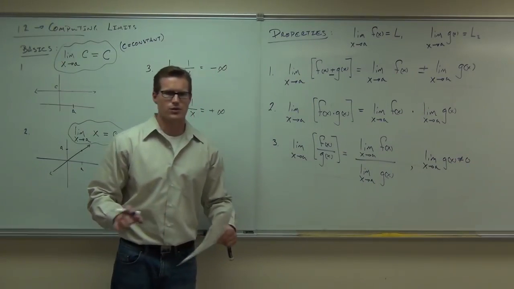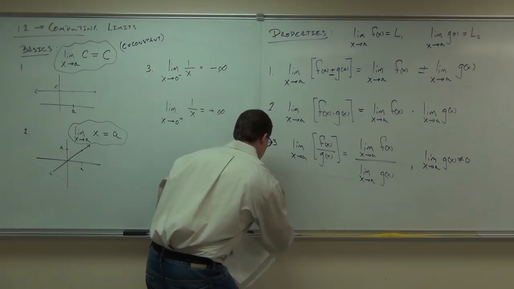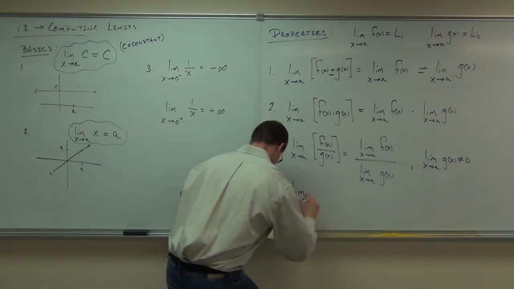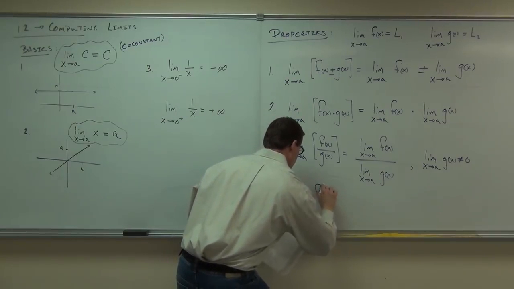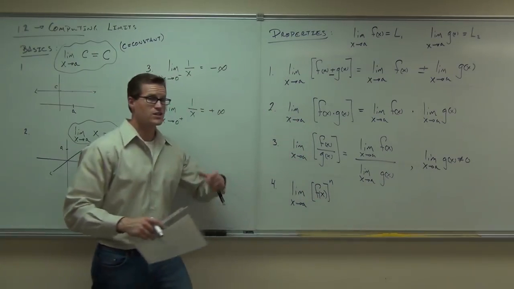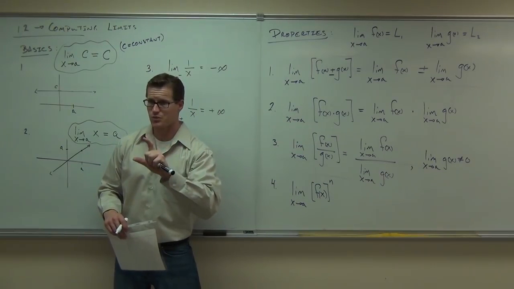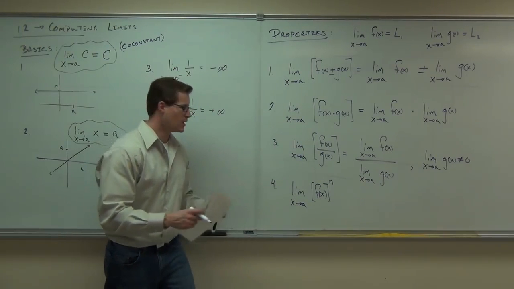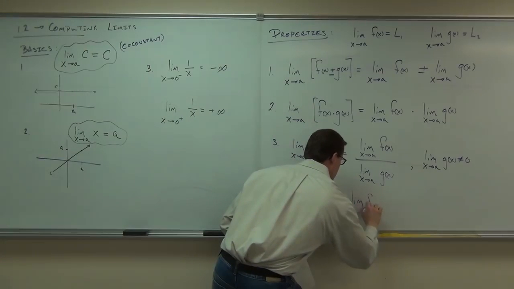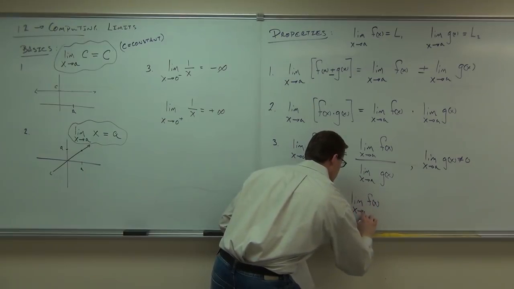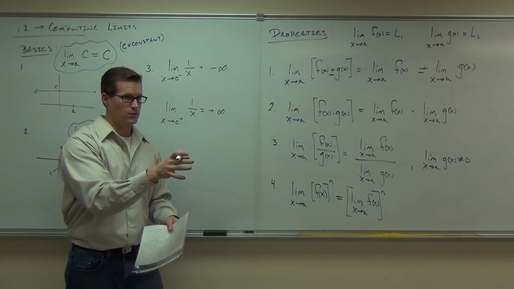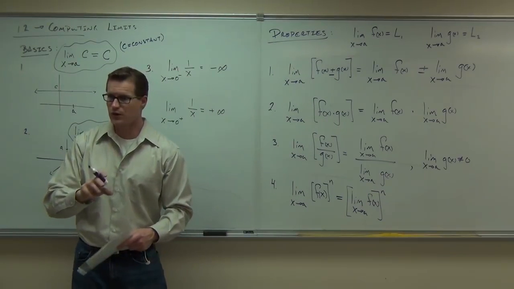Last one, the one that I find the most interesting. This is really cool. I know we're a minute or 2 over. Sorry about that. If you have the limit of some function raised to a power, this is the coolest one. You're going to see why next time. But you can actually do this. This makes it so you can do a limit of the function and then raise it to the power. That's a neat one. That means that you can remove an exponent from your function with limits.